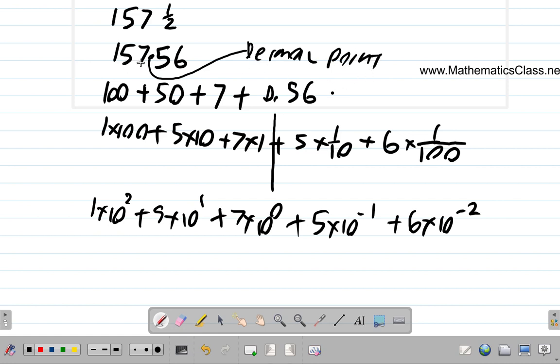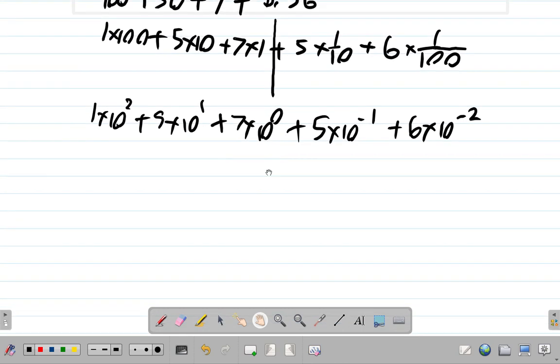To the left, you have numbers 1 or greater, and to the right of the point, you have numbers smaller than 1. Say 0.56. So, in this case, you have the decimal point. That shows the difference between numbers 1 or bigger.